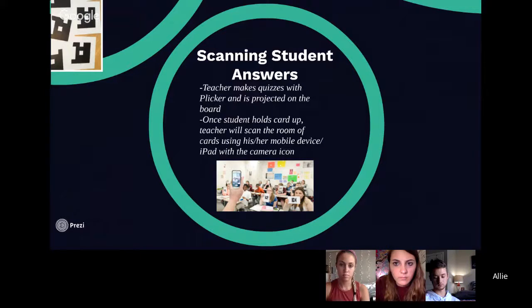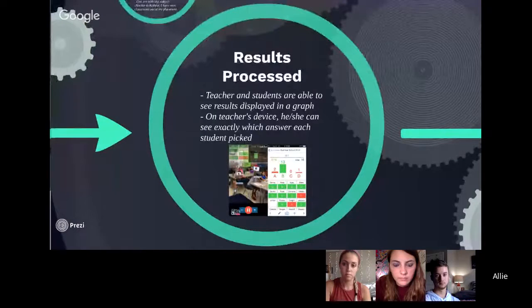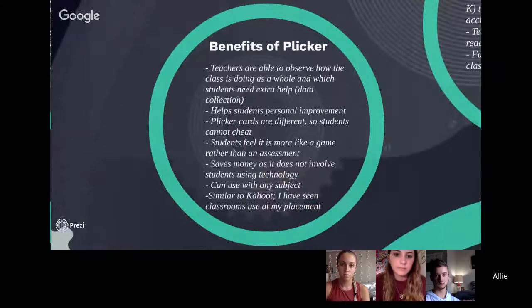as you can see the iPhone is scanning the cards. And then when the teacher actually scans the cards, the names of the students will pop up on the phone screen as the scanner catches each card. So that's pretty interesting too. And then the results will then be processed, so the teachers and students are able to see the results displayed in a graph. So that graph will be on the big screen on the board. On the teacher's device, he or she can look at specifically which student answered what answer or what question. So that's really nice. Okay.